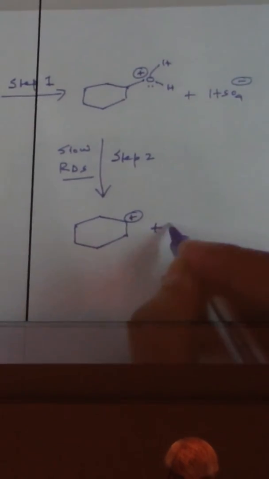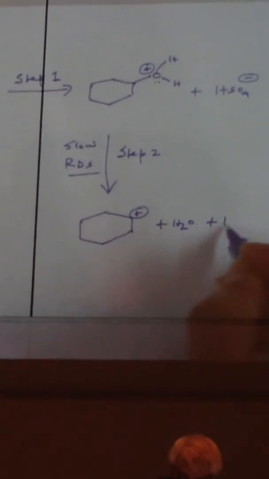In the second step, again, it is following exactly the same way as we have learned in the substitution reaction, that you need to break this bond between oxygen and the carbon, making a carbocation. So step 2 is the slowest step. This is slow, and therefore rate determining step, RDS, which breaks the bond between the oxygen and the carbon, giving you H2O plus HSO4 minus.